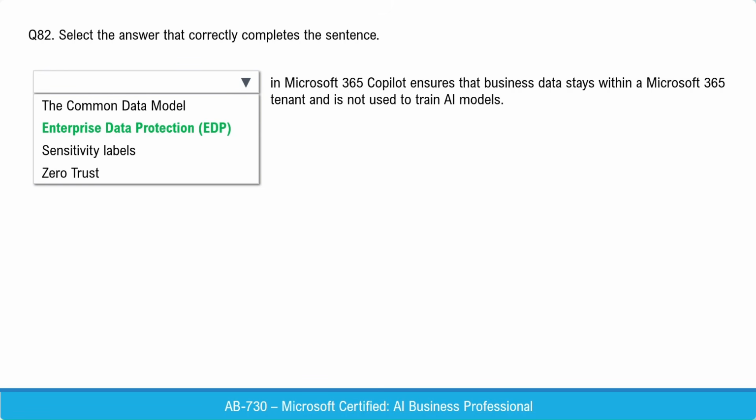The common data model is about structuring data, not protecting it in this context. Sensitivity labels help classify and protect data, but they do not control whether data is used for AI training. Zero Trust is a broader security framework focused on access control, not specifically Copilot data handling. So the correct answer is Enterprise Data Protection, EDP.